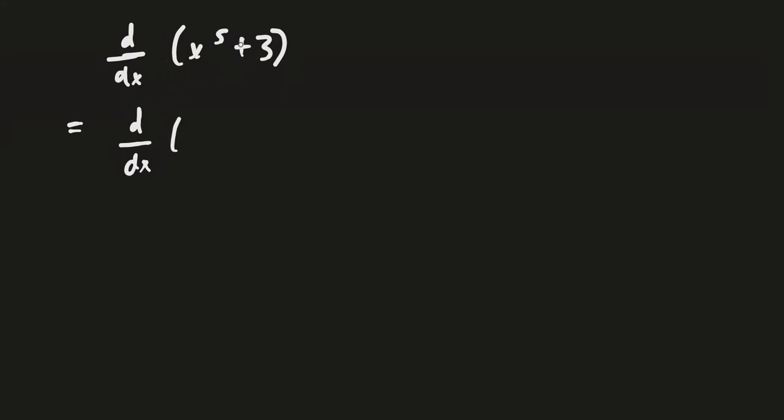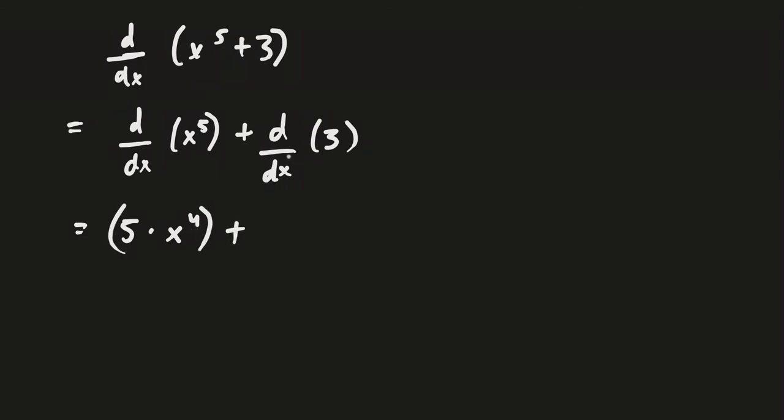So the derivative of x to the fifth plus 3 equals the derivative of x to the fifth plus the derivative of 3. So what is the derivative of x to the fifth power? Well, I would use the power rule, and I would bring the 5 down and make this 5 times x to the 5 minus 1, which is 4, plus the derivative of the constant 3, which is going to use the constant rule and equal 0.